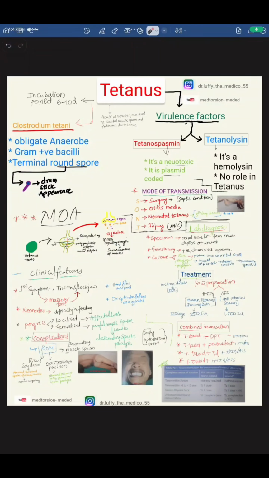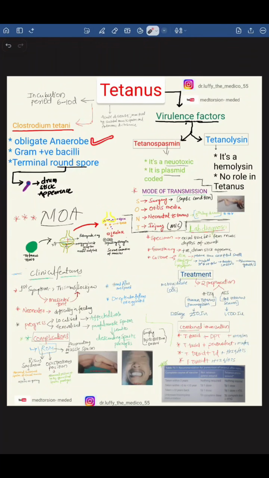Tetanus is an acute disease characterized by skeletal muscle spasm and autonomic nervous disturbances. Tetanus is caused by Clostridium tetani. Its incubation period ranges from 6 to 10 days. Let's learn the characteristic features of Clostridium tetani.